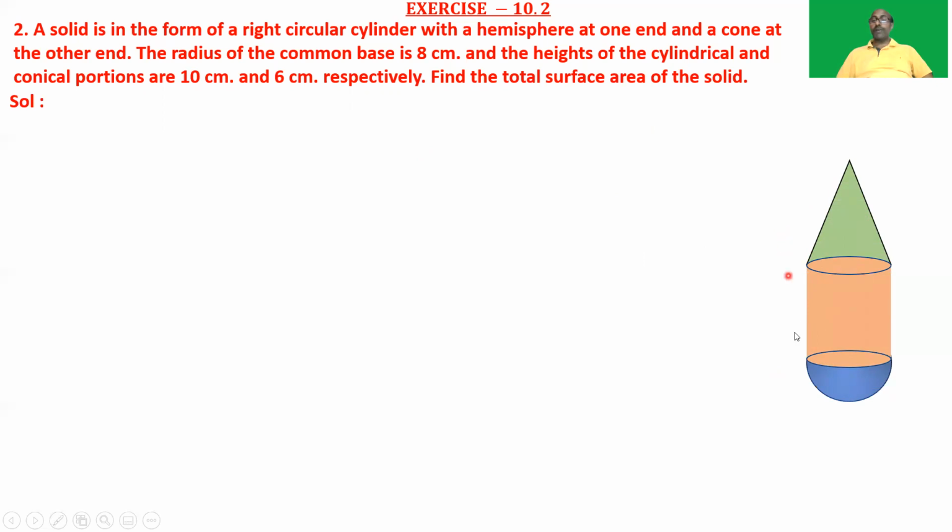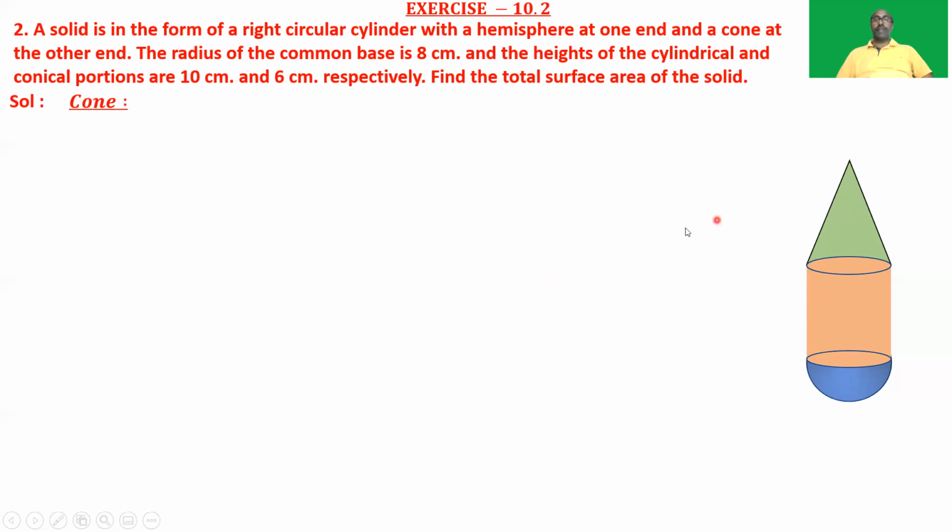So now the total surface area of this solid is equal to, what should we be able to see here? Curved surface area of cone, curved surface area of cylinder, curved surface area of hemisphere. Okay, so the total surface area of the given solid is equal to the sum of the curved surface areas of cone, cylinder and hemisphere. So we have to find the curved surface areas of each figure, and by adding them, we get the total surface area of the solid. So first take the cone.